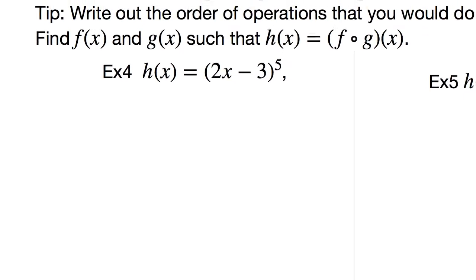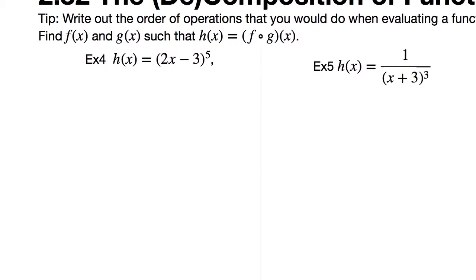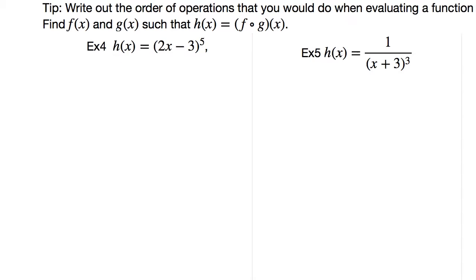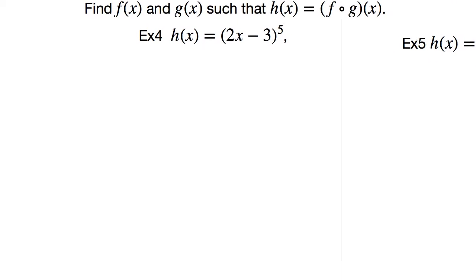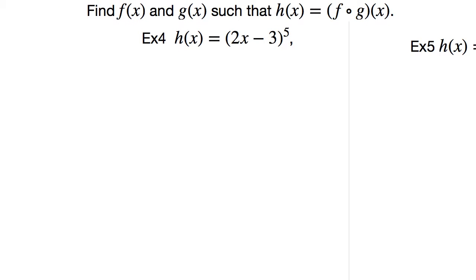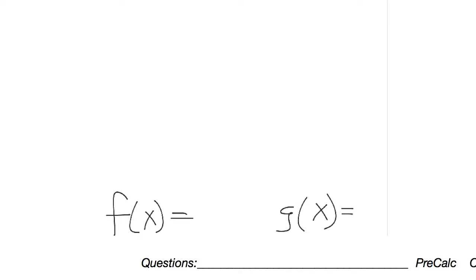And the big tip for today is to write out the order of operations that you would do when evaluating a function. The instructions might say something like this: find f of g, so these are the two functions such that h is the composition of the two. You're starting with one, and at the very end, you should be able to say something like, aha, as the answer, f of x is this, and then g of x is this. And that's my answer.